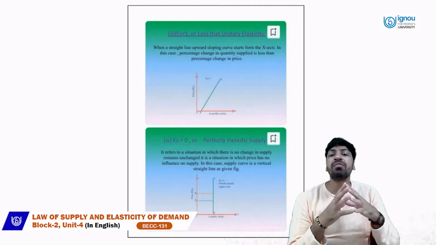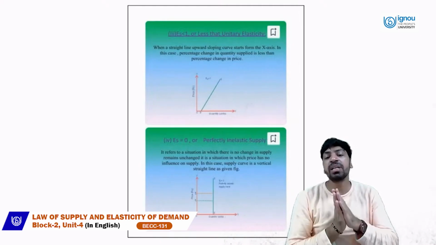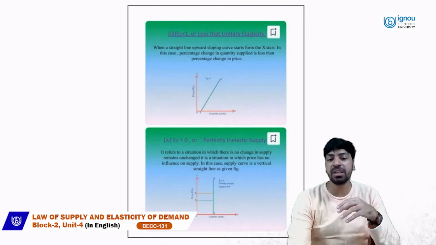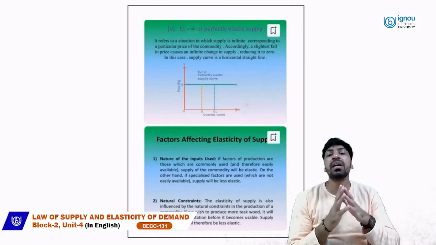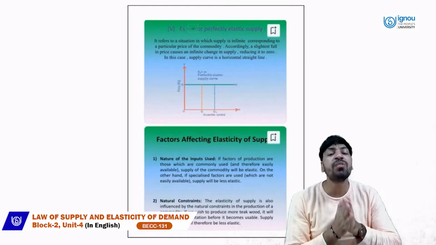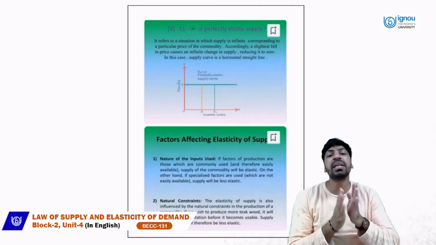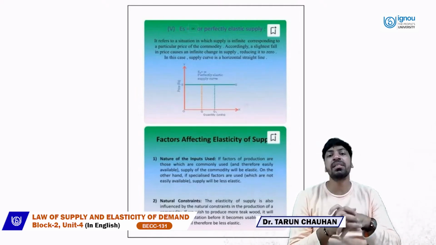When we talk about perfectly inelastic, it is a vertical line, where the price can increase or decrease. When we talk about perfectly elastic, it is a horizontal line, where the price remains constant and the quantity supplied increases. That's called perfectly elastic supply.